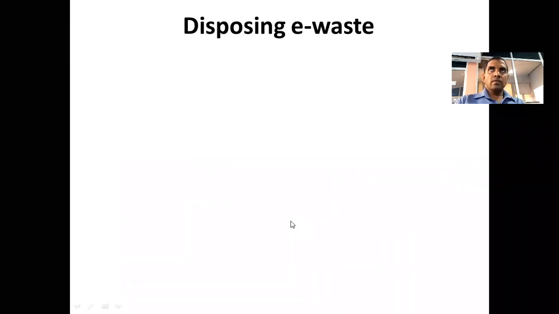So let's take the heading dispose. Disposing the electronic waste is not easy, because you can easily dispose your papers, your clothes, your foods, because they are not harmful to the environment. You can easily throw them, you can easily burn them, sometimes you can easily bury them, so they are not harmful. But when it is e-waste, it is harmful because these electronic devices have some harmful substances inside.